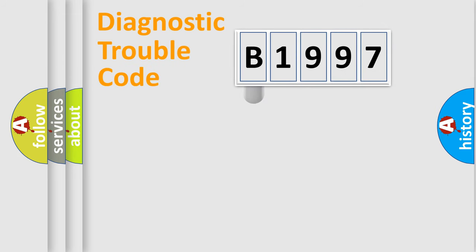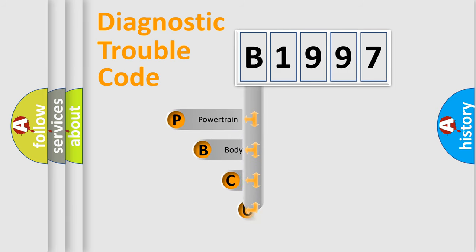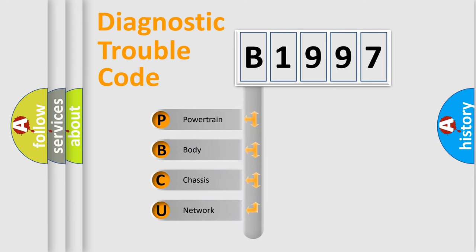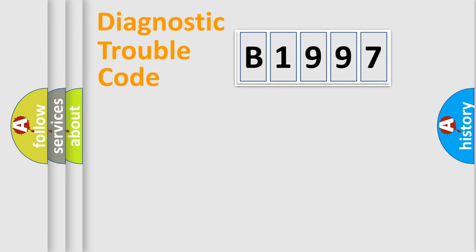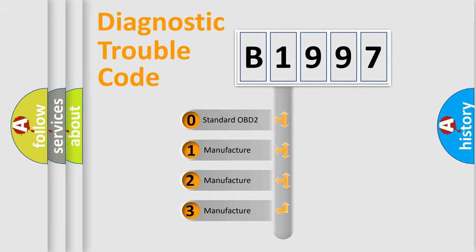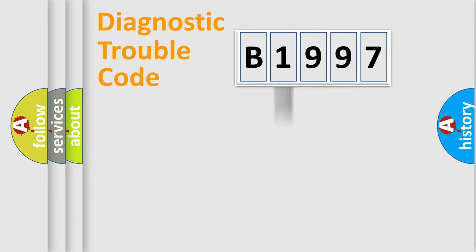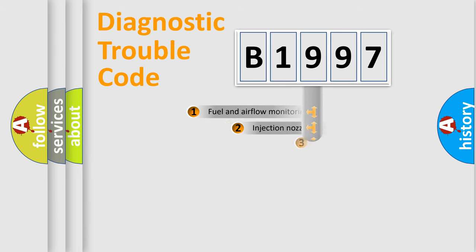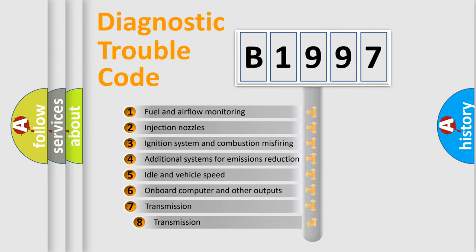Let's do this. First, let's look at the history of diagnostic fault code composition according to the OBD2 protocol, which is unified for all automakers since 2000. We divide the electric system of the automobile into four basic units: powertrain, body, chassis, network. This distribution is defined in the first character of the code. If the second character is expressed as zero, it is a standardized error. In the case of numbers 1, 2, 3, it is a more specific expression of a car-specific error.